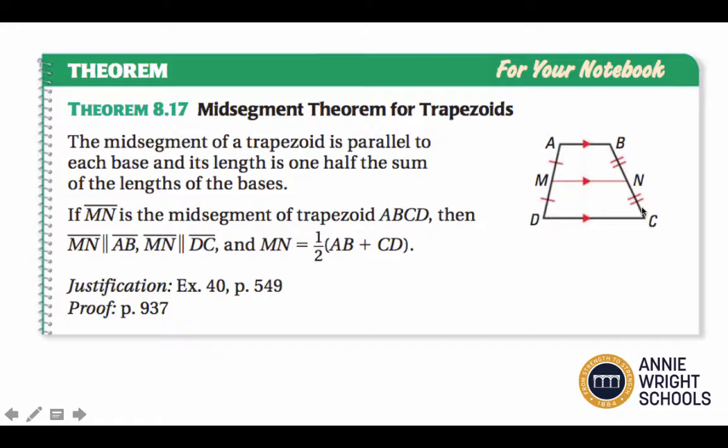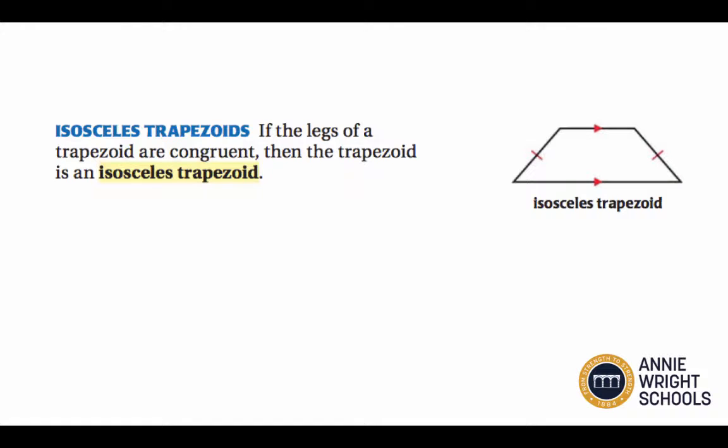Take base AB and add base DC, get that sum, and then divide by 2. It's an average of those two bases. Interesting way to think about it. In addition to trapezoids, there's a special subset of trapezoids where the legs are congruent, and we call those isosceles trapezoids. Some things to think about here.